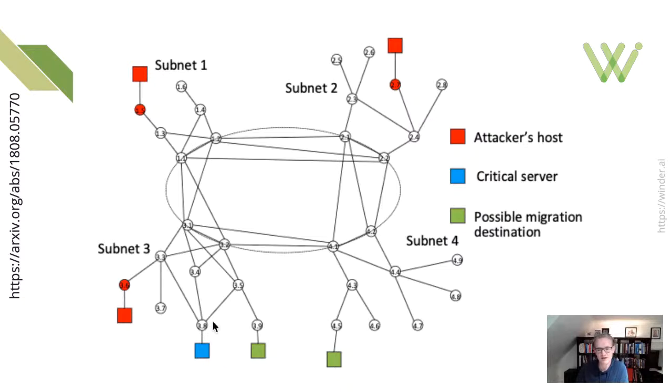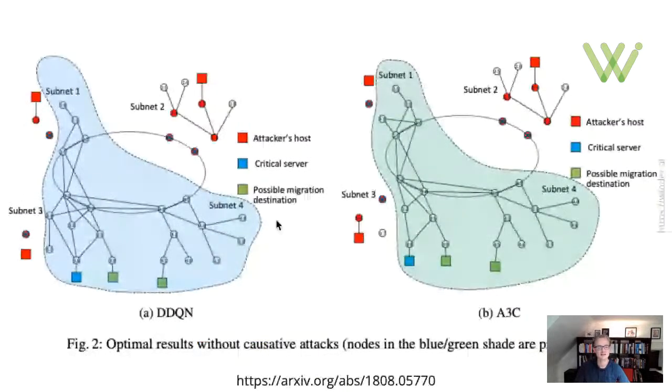There are some possible migration destinations, but I think that's a bit excessive for this sort of naive example. So let's just consider the attacker and the defender. What they did was simulate the attacks on the different networks, and they trained various algorithms to disconnect and block the attackers by cutting the connection between them and critical servers. Depending on the implementation of the reinforcement learning algorithm, they got slightly different results. The results were similar in the sense that the network was disconnected between the attacker and the protected nodes, the nodes they were trying to protect.